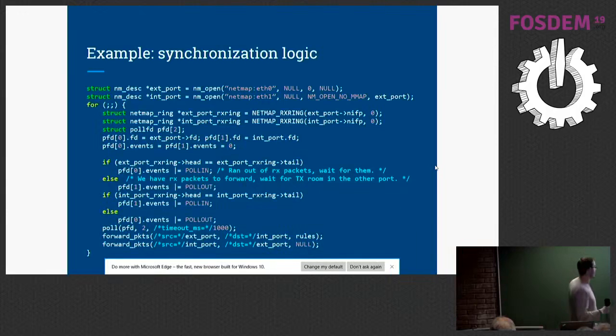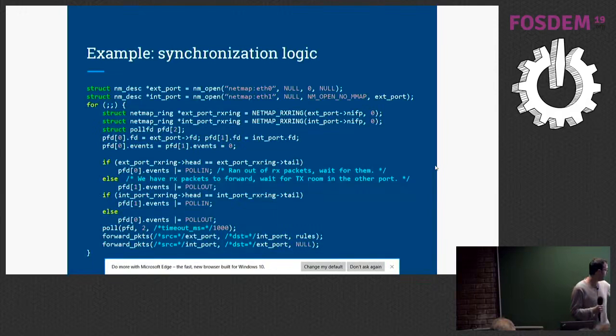So the logic is very simple. Let's take the external port, for instance. If I have no packets ready to be received on the external port, what I want to do is to poll in to wait for them, on that file descriptor. Otherwise, it means I do have packets. So since I want to forward on the other port, I just wait for egress space on the other port. That's why you poll out on the second port. And this is specular for the other direction. If I don't have any packets ready to be received on the internal port, I wait for them. Otherwise, I wait for egress space on the opposite port.